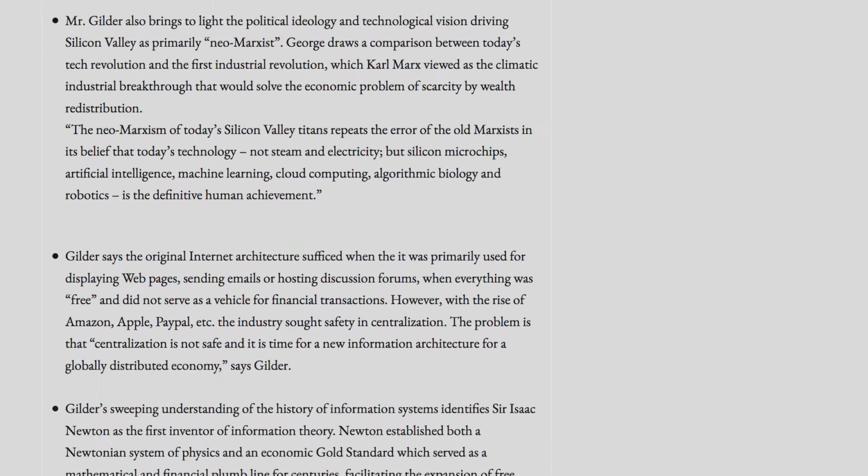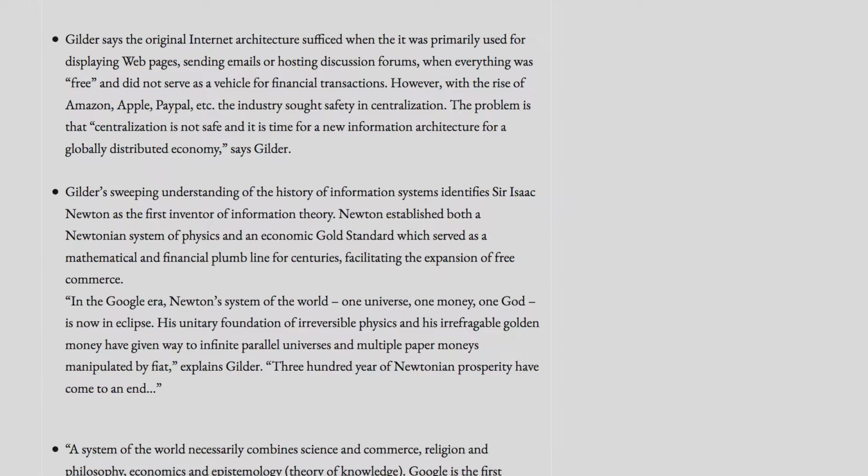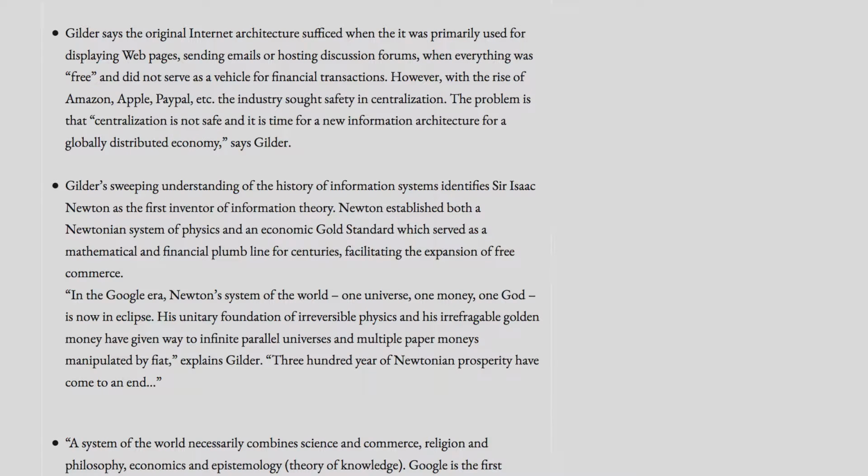Gilder says the original Internet architecture sufficed when it was primarily used for displaying web pages, sending emails, or hosting discussion forums, when everything was free and did not serve as a vehicle for financial transactions. However, with the rise of Amazon, Apple, PayPal, etc., the industry sought safety in centralization. The problem is that, quote, "centralization is not safe, and it is time for a new information architecture for a globally distributed economy," end quotes, says Gilder.